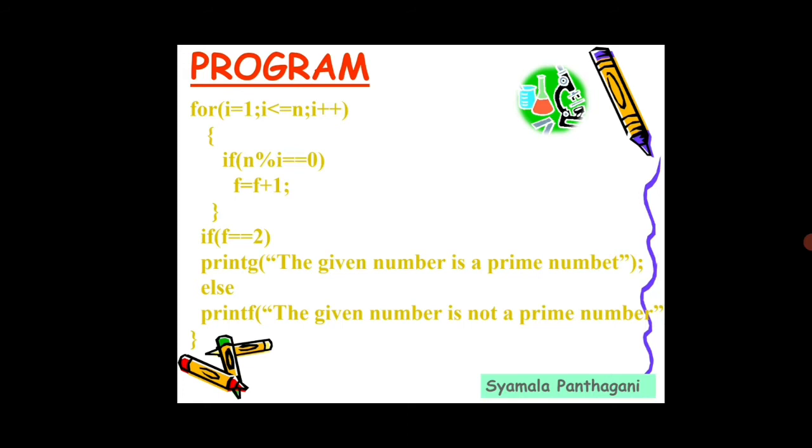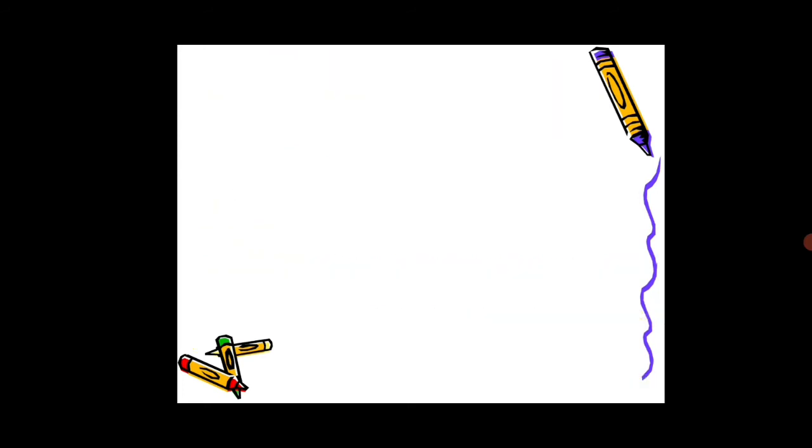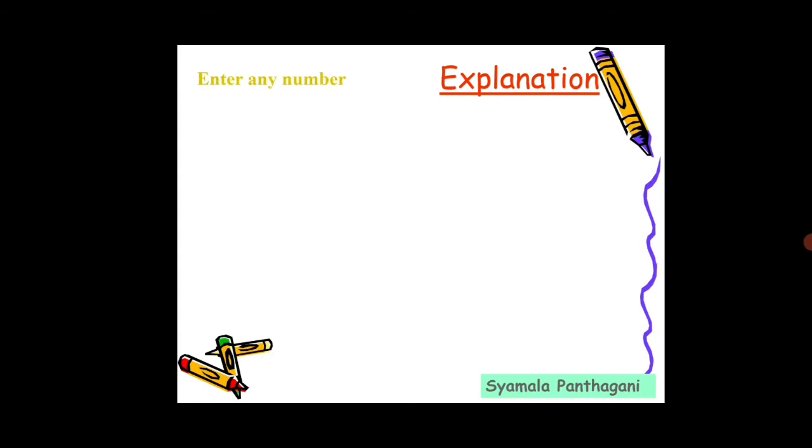Now, how will it execute the for loop? I would like to explain that one also. Explanation. Enter any number. After clrscr here, we have written one printf statement. In that printf statement, in the double quotations, what we have written is enter any number. Here the end user gives any one number, suppose 7.